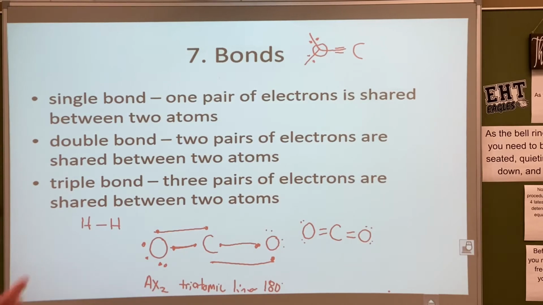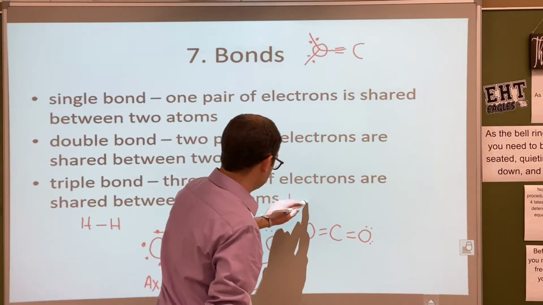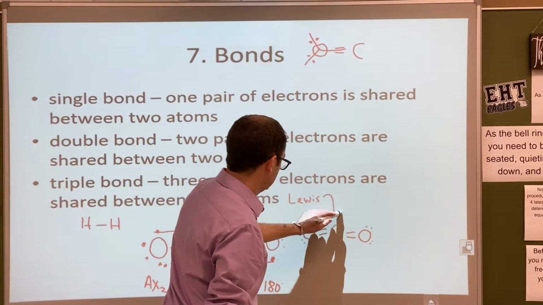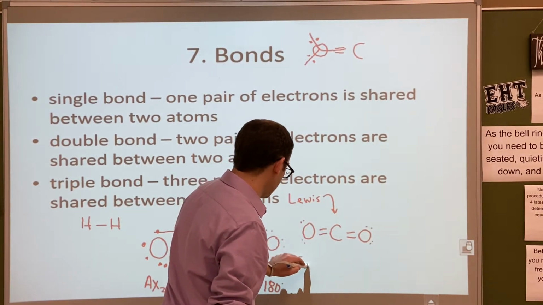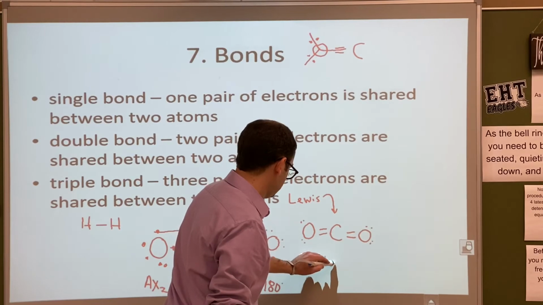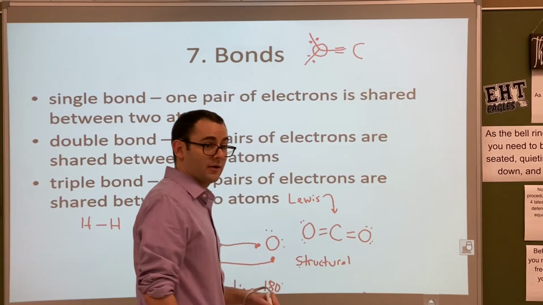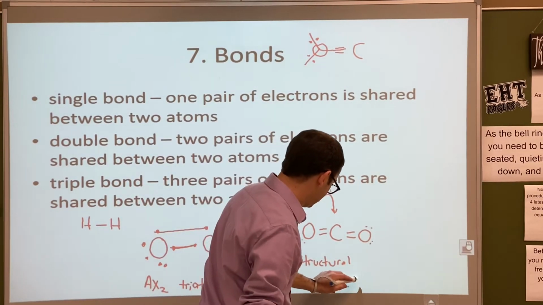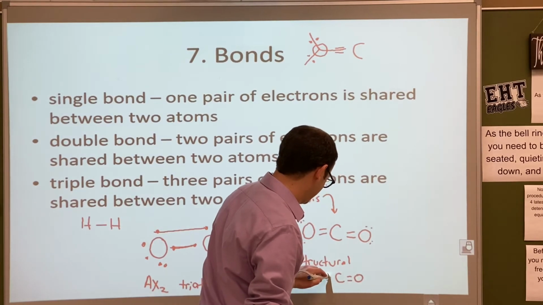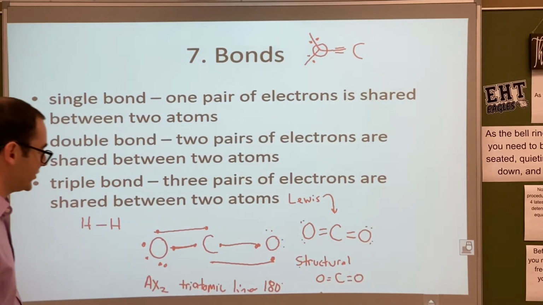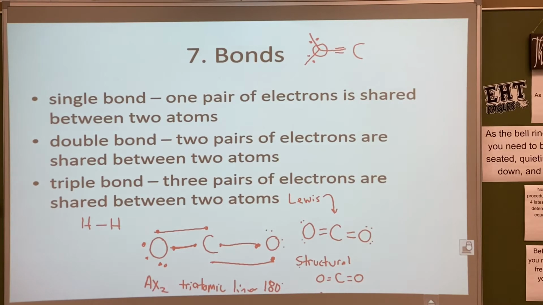What would the structural formula look like for it? This is Lewis. All right, and then structural would be what? Yeah, without the electrons. So structural formula would look something like that. All right. Okay, do you know anything that's triple bonded?